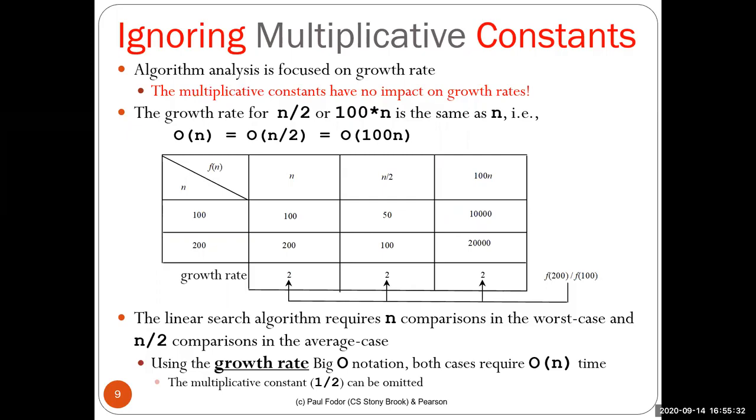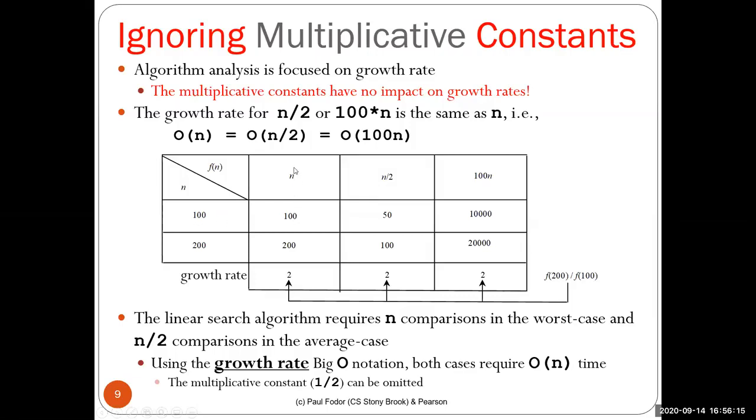Now, another issue is that we are using the growth rate for measuring algorithms, so multiplicative constants are going to be ignored. The reason is that the growth rate does not depend on the multiplicative constants. Let's assume that there are several algorithms whose runtime, or number of comparisons or steps executed, is n multiplied with a constant.